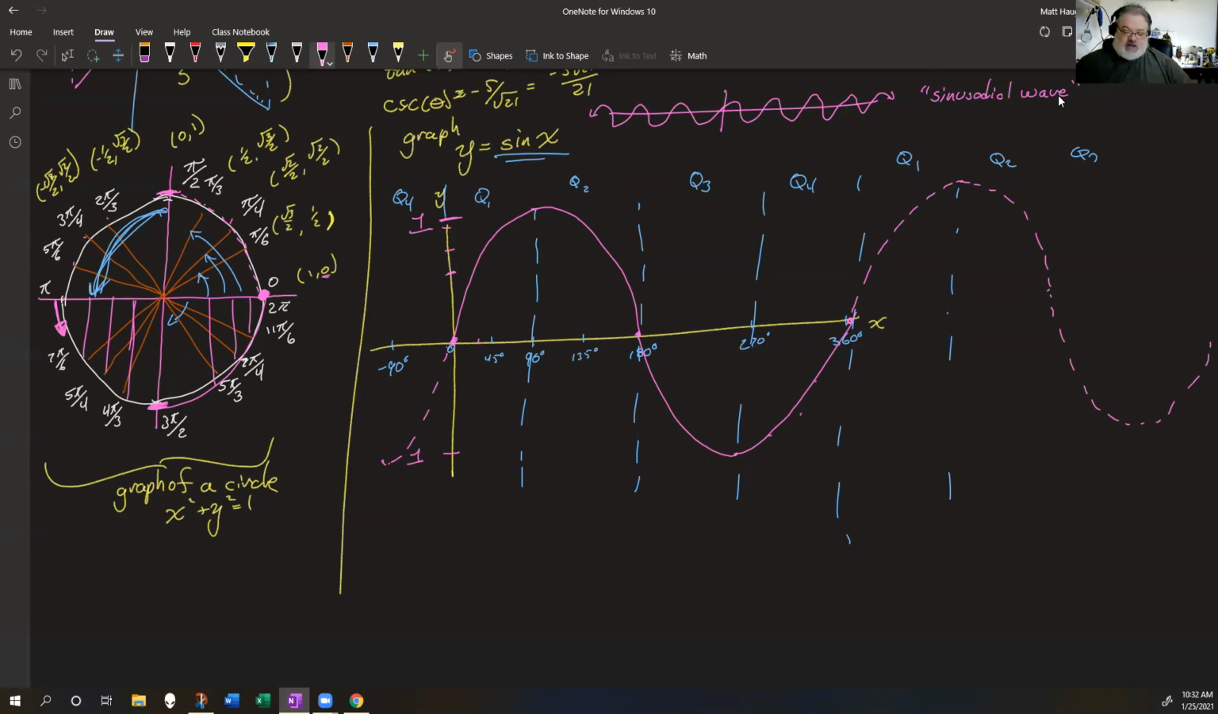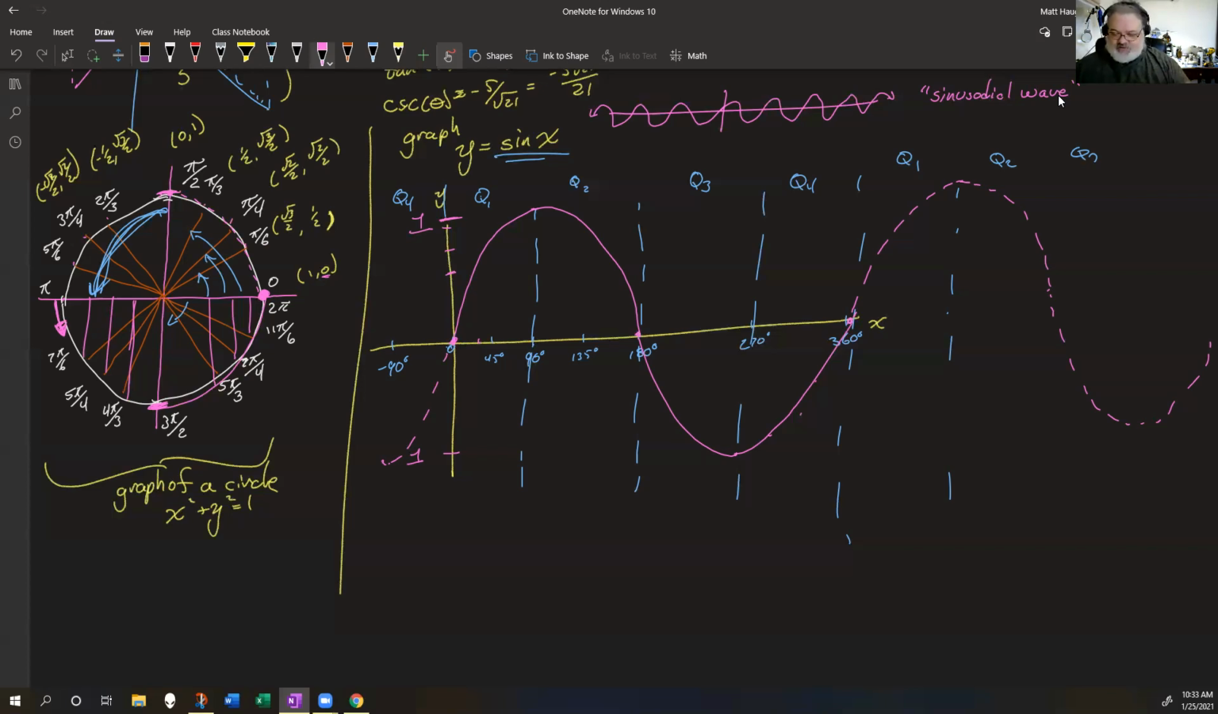It might look like a light wave. It might look like a sound wave. It might look like a wave in water. And the reason it looks like all of those things is because that's what it models. We use it to model light and sound and electricity and anything that has a periodic behavior to it.